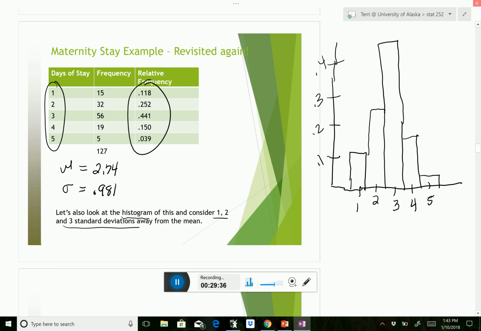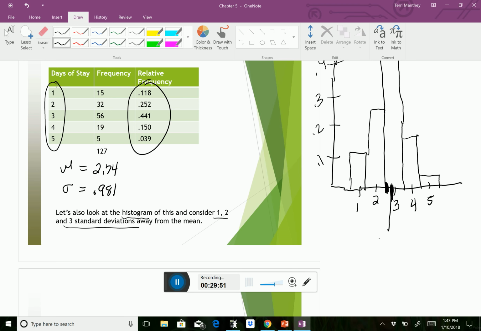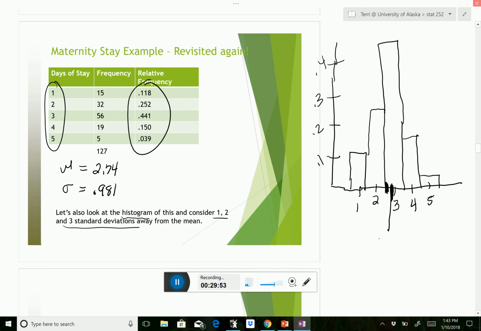Okay, so now we want to label where everything is. Now 2.74, think about this piece right here being 2.5. So where this line is about 2.5. So 2.74 is going to be right here. So I'm going to say this is my mean. Let me get a different color here. So this is my mu. So I'm just going to do a line right here. So that's where my mu is, about right there.